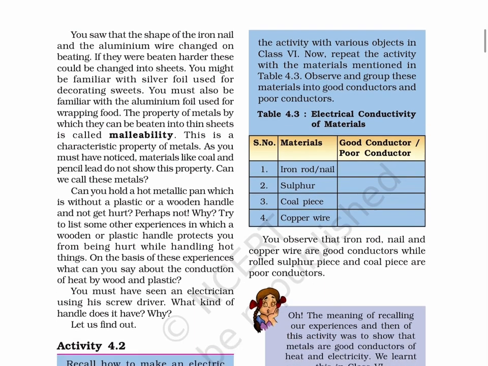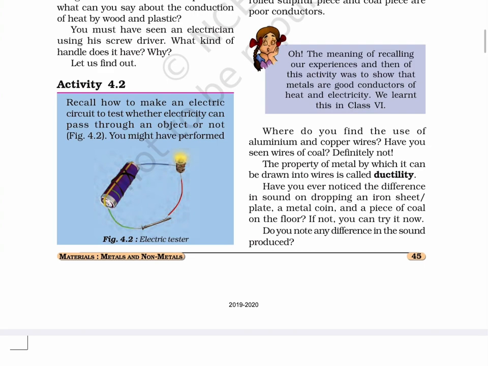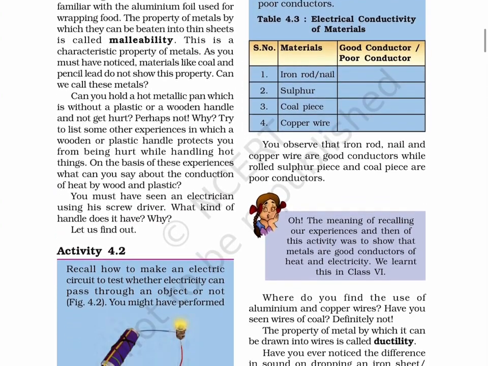Observe and group these materials into good conductors and poor conductors. Figure 4.2 shows an electric tester. Now, Table 4.3. Electrical conductivity of materials. There are 3 columns. First is for serial number, second materials, and the third is for good conductor or poor conductor. First, iron rod or nail. Second, sulfur. Third, coal piece. Fourth, copper wire. Now complete this table in your notebook by giving correct answers against each material.